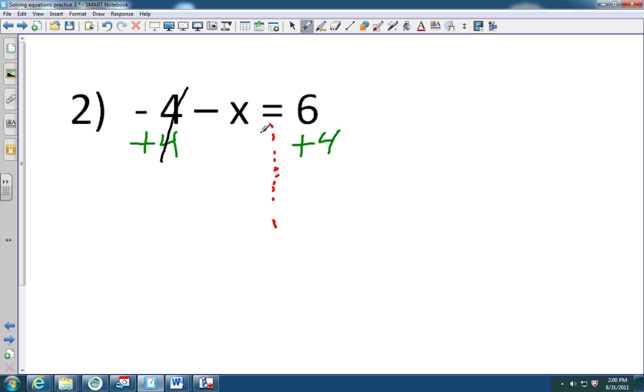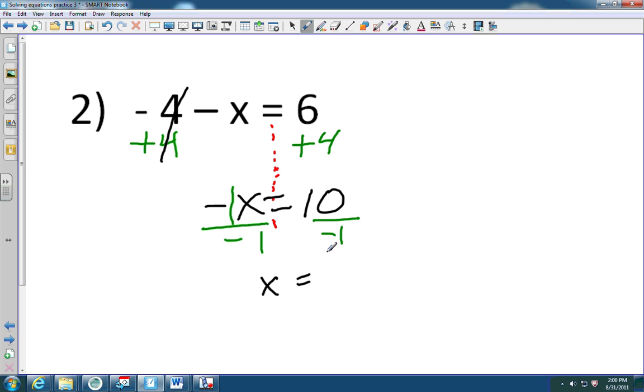These cancel. I have negative x. Now don't leave off that negative. That'll be one of the biggest mistakes, is to leave off that negative. And that equals 6 plus 4 is 10. Now we're not done, because the x cannot stay negative. So this is the same as negative 1. I will divide each side by negative 1. Now a negative divided by a negative is a positive. I get x equals 10 divided by negative 1 is negative 10. And box my answer.